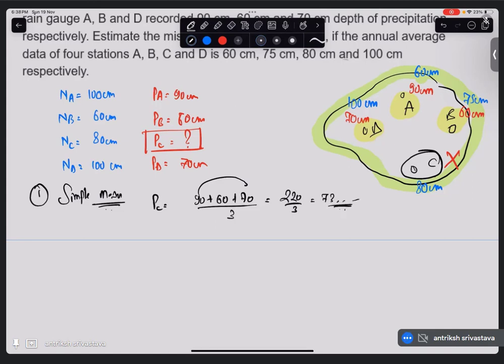Yes, Dharni, you want to say something? No, sir, 73.33, that only. Okay, good. So 73.33 is the value we are going to get from simple mean. But this is not applicable. Can you tell me why it is not applicable?